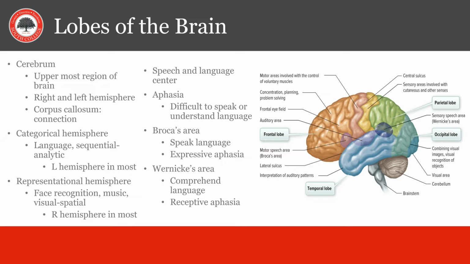Here are the lobes of the brain. Frontal, which is most anterior, then temporal lobes, found most laterally on each side. The parietal lobes, found most superior and bilateral. Lastly, the occipital lobe, which is most posterior. Notice Broca's area, and if this is damaged, it can result in expressive aphasia, and Wernicke's area, if damaged, can cause a receptive aphasia. Aphasia is difficulty in speaking or understanding language.